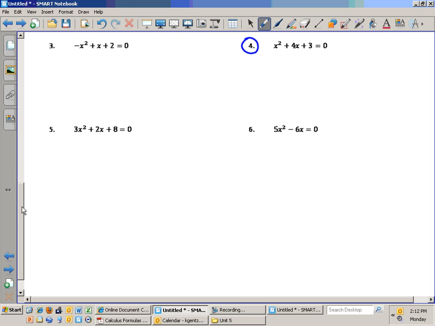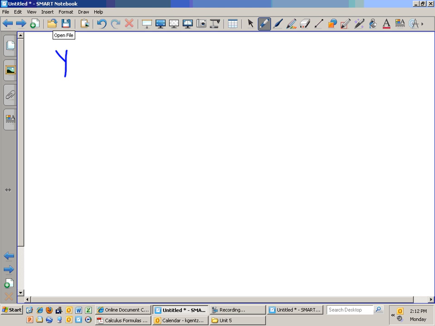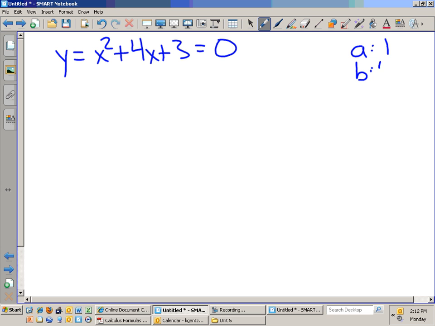So let's do 3 problems together. Let's start with problem number 4. I'm going to use the quadratic formula, and I'm going to do it on a separate sheet of paper to give myself a little bit more room. We set the function equal to 0, and then we use the quadratic formula. So I identify A. What is A? 1. What is B? What is C? I plug it in.